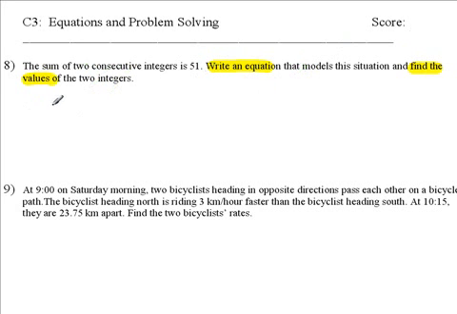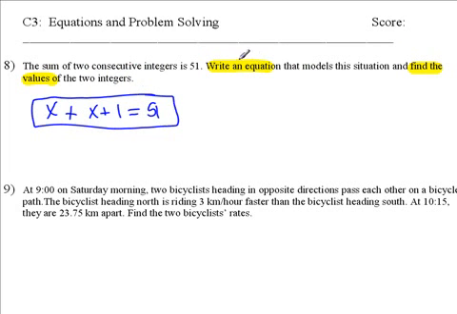Well, if the first number is x, the second number has to be x plus 1, because consecutive integers differ by 1. It says if I add these together, that has to equal 51. So there's the first part. There's an equation. That takes care of this part. Now I just need to solve it and find the two numbers.